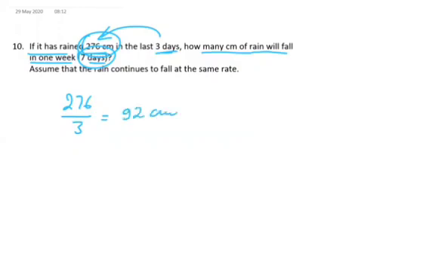If it has rained 276 centimeters, this question also you have to do. I'm giving you the hint because only 1 minute is left. If it has rained 276 centimeters in 3 days, how many centimeters of rain will fall in 1 week, in 7 days? So 3 days of rain is given, divide 276 by 3, you will get 1 day of rain. Then multiply 7 with 1 day of rain and you will get the answer. First of all, divide 276 by 3, you will get 92 centimeters of rain in one day.